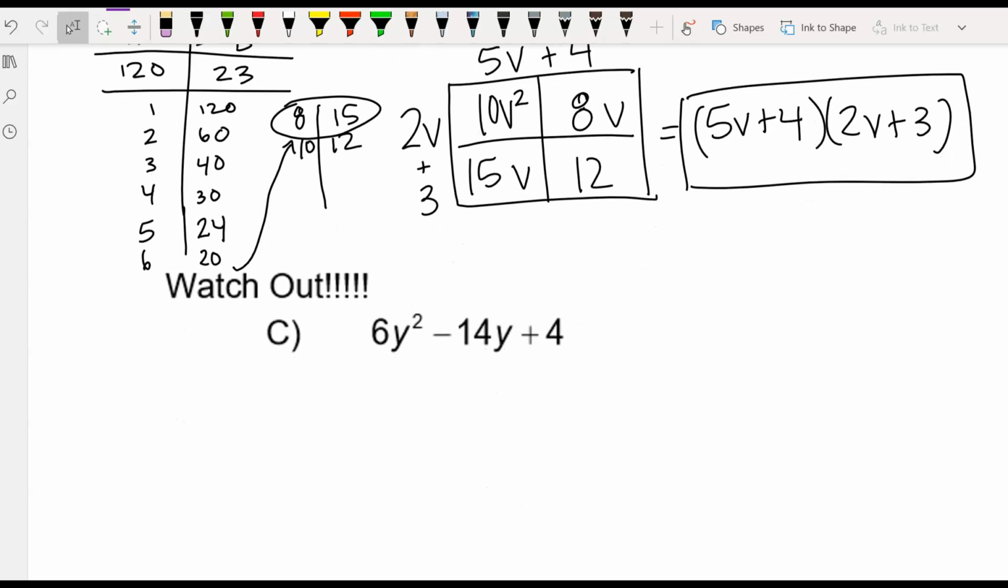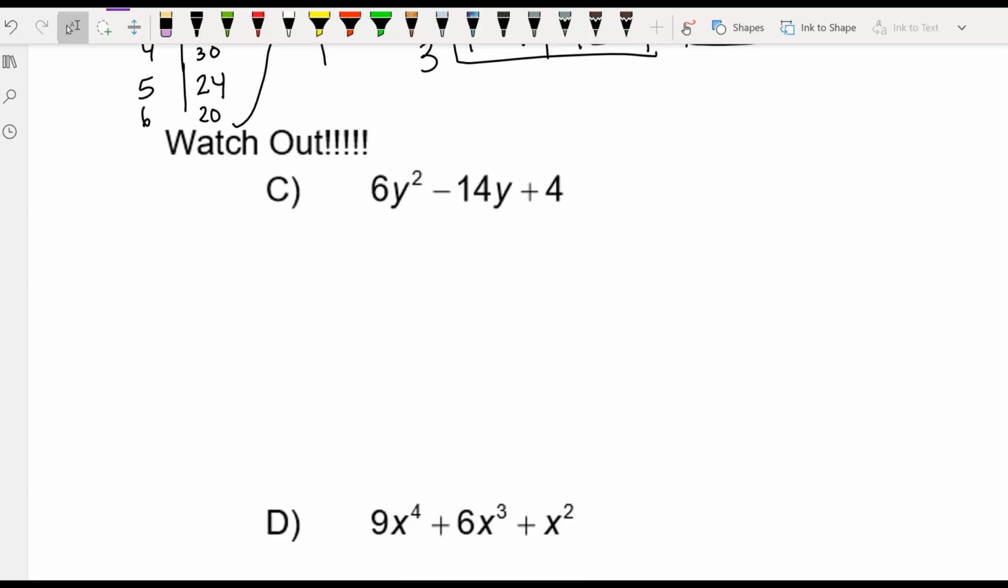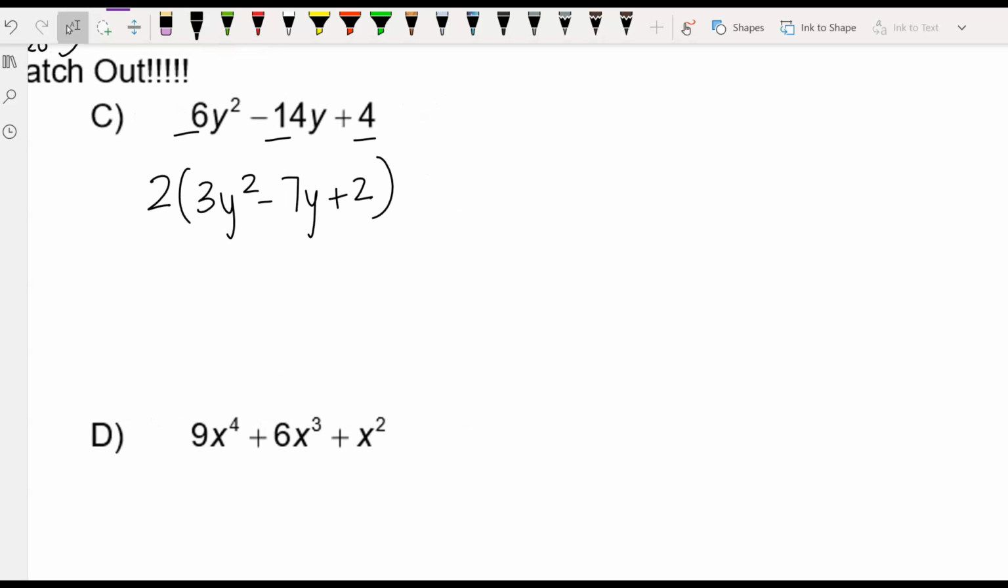All right, let's look at this next one. Notice how on this one, they're all even numbers, so we can take out a greatest common factor. There's a 2 in common for all of those. So 3y squared minus 7y plus 2. Then it makes it a smaller equation, so that way you can do your factoring.